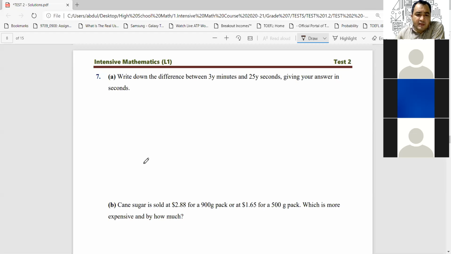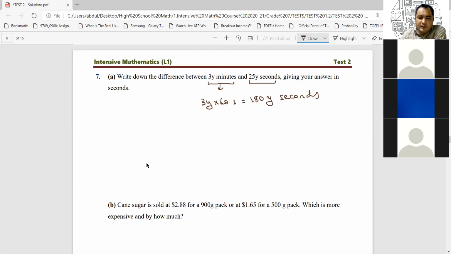All right, question 7. Write down the difference between 3y minutes and 25y seconds, giving your answer in seconds. So the difference, right? First, we have to change minutes into seconds. We know that 1 minute equals 60 seconds. And how about 3y minutes? 3y minutes equals 3y times 60 seconds, which is equal to 180y seconds.